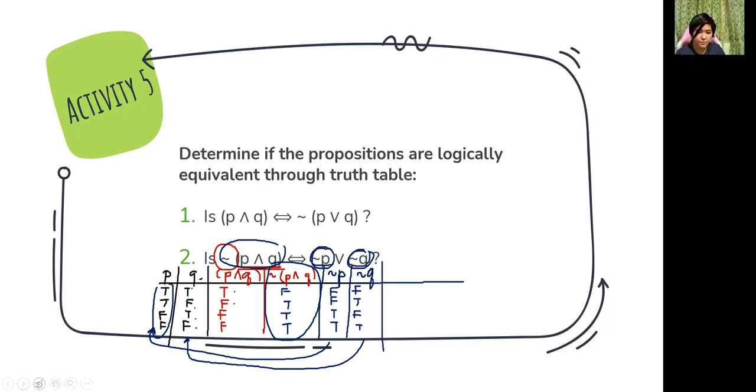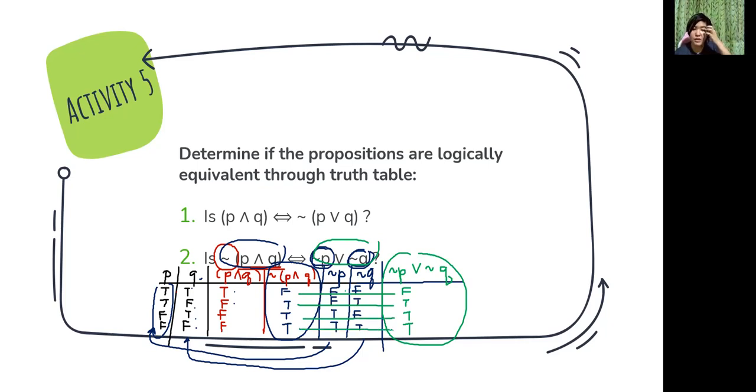Now we can do not P or not Q. Okay? Ito, not P or not Q. When you say or, maalin may true. Maalin ba may true? Wala. Yung pangalawa, meron. Pangatlo, meron. Panghuli, meron. Okay, so meron na tayo nito. So, let's compare it. False, false. True, true. True, true. True, true. Now, these propositions are logically equivalent. Yes. Okay? Now, if you did not get it, message me so that I can send you extra references.